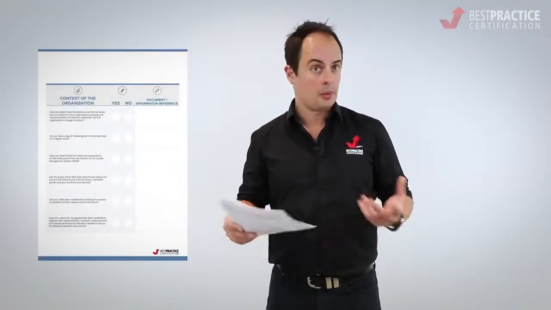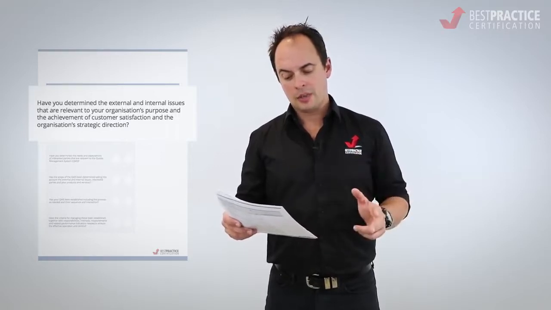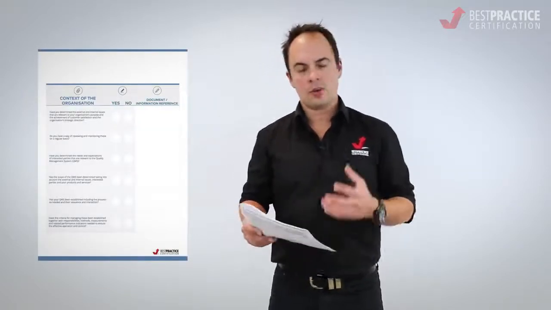I'm just going to read the question and we're going to have a quick chat about it. Have you determined the external and internal issues that are relevant to your organisation's purpose and the achievement of customer satisfaction and the organisation's strategic direction? So what we're talking about over on the right hand side of the checklist is what documents or what reference material or what evidence would you present to prove that you're doing that.